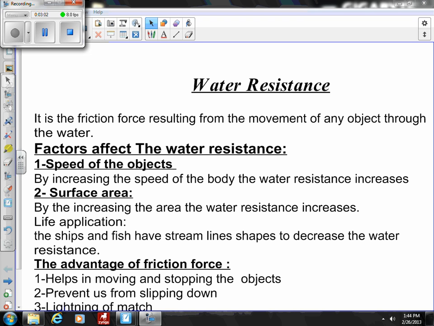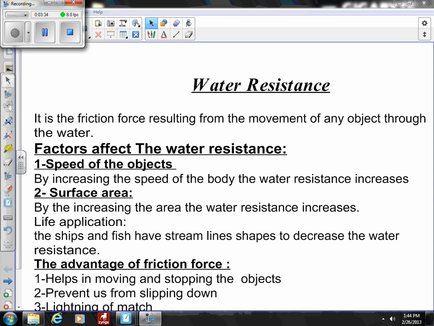Okay. What was the second factor affecting the air resistance? Tell me. Surface area. Excellent. Tell me, by increasing the surface area, what will happen to the air resistance? Salma? Increase. By increasing the surface area, air resistance increases.